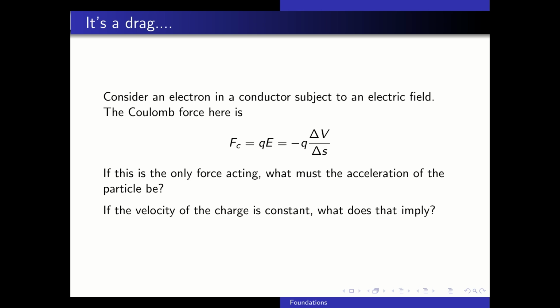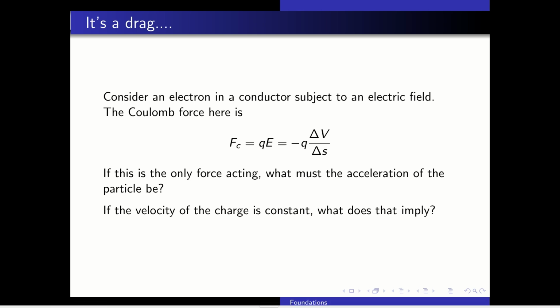Okay, so if the Coulomb force is the only force present, and the electric field is not zero, what does that tell us about the acceleration? Newton's second law says that net force must be equal to the mass times acceleration. If this is the only force and that force is not zero, then the acceleration must not be zero either. So this particle must be continually accelerating.